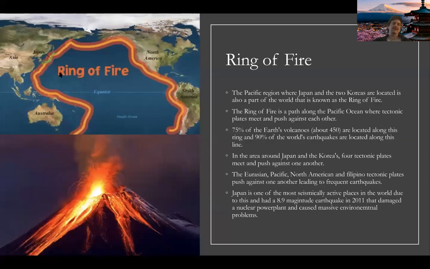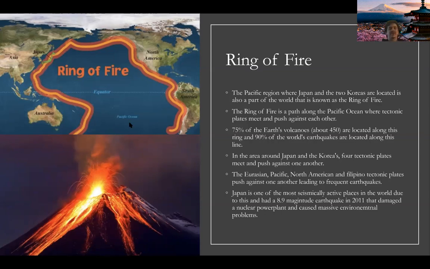Now, these three countries sit along what is known as the Ring of Fire. The Ring of Fire is a region of the Pacific where a series of tectonic plates meet together and they push against each other, which creates a series of earthquakes and tsunamis. 75% of the Earth's volcanoes, which is about 450, are located along this Ring of Fire. And roughly 90% of the earthquakes in the world occur somewhere along this ring here.